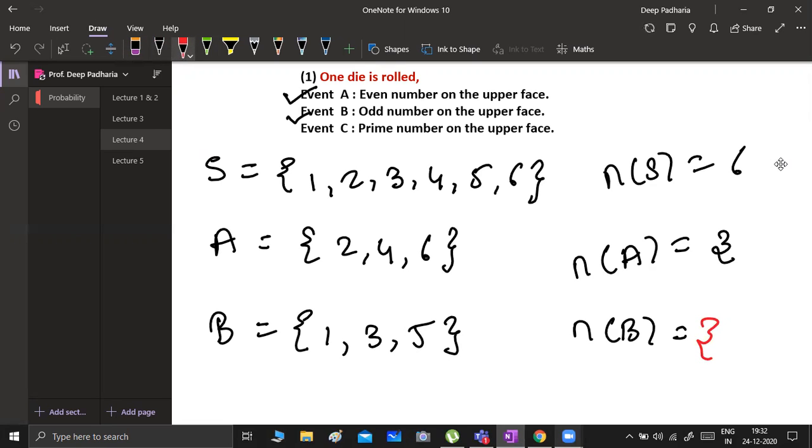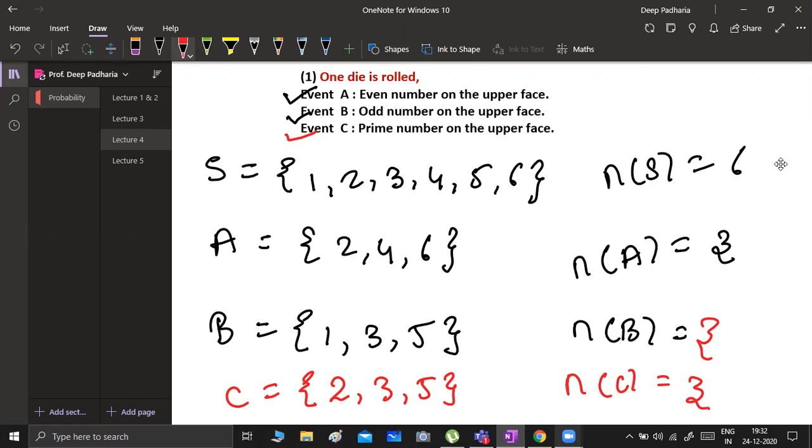And talking about the last, that is event C. So event C would be a prime number on the upper face. What we want, just read the event again. We want a prime number on the upper face. 2, 3, 5. Okay. So n of C is 3. This is all which is asked.